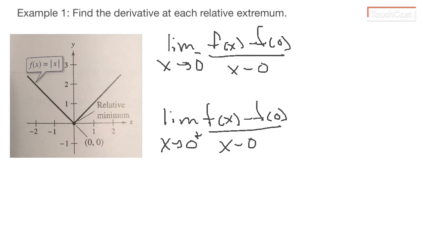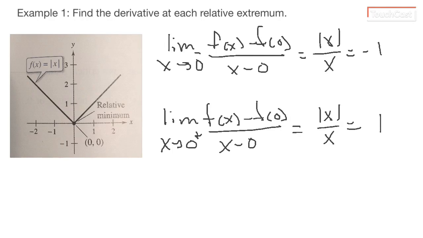Now, from both of these limit processes, we're going to find that our derivative is the absolute value of x over x. And if we were to plug 0 in, we're not going to find something that works. So what I would do is I would take my calculator and I would graph these. We're going to see that this first limit is going to approach negative 1, and the second limit is going to approach positive 1.